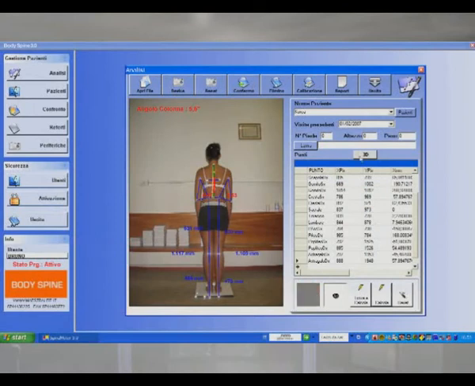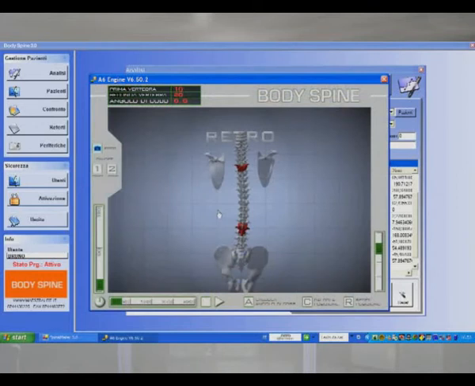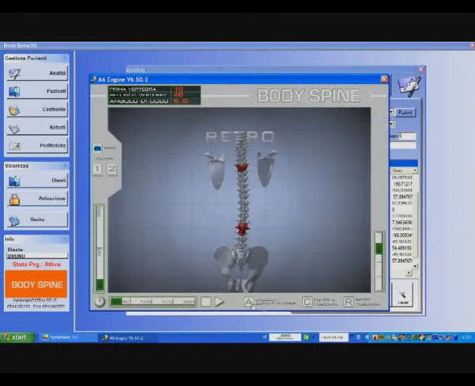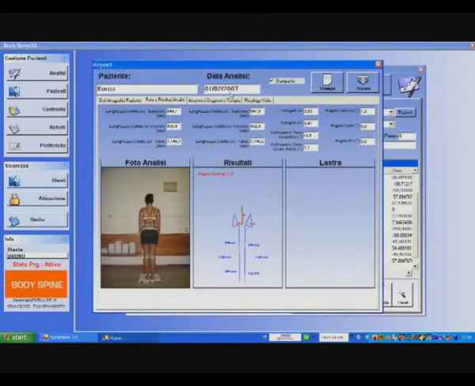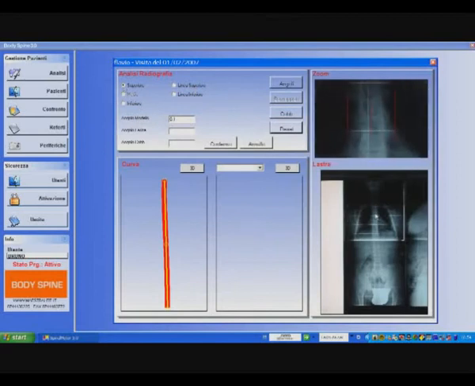The patient will now have all the values available that, once processed, are presented as numeric data and can be converted into a three-dimensional representation. Each patient has a file card that can be consulted at any given time, together with an electronic case history.